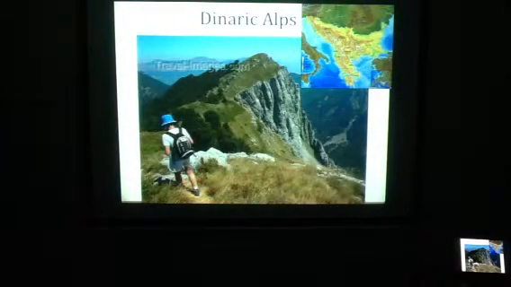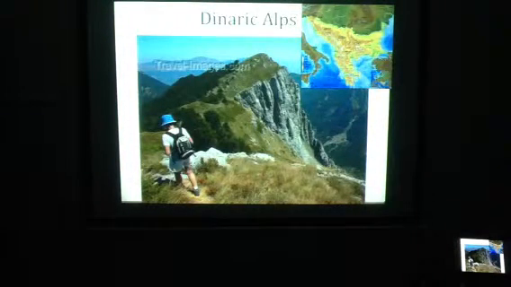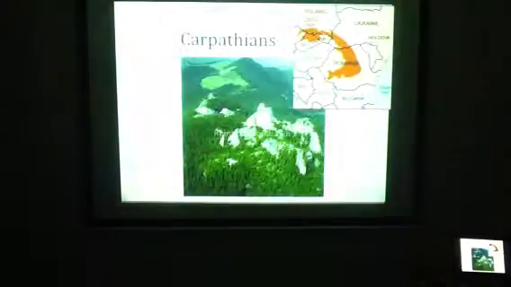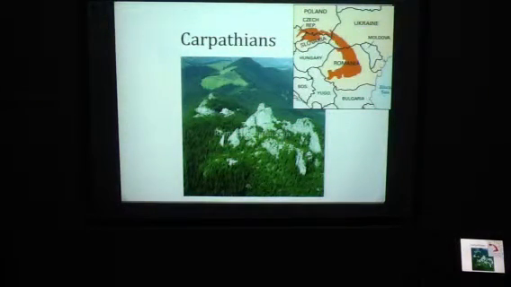The Dinaric Alps run through the very southeastern corner of Europe through what was former Yugoslavia, parts of Bulgaria and Greece. Very rocky, as you can see. And the Carpathians, which is this kind of backward C-shaped mountain range which runs from southern Poland and Slovakia through the Ukraine and into Romania.